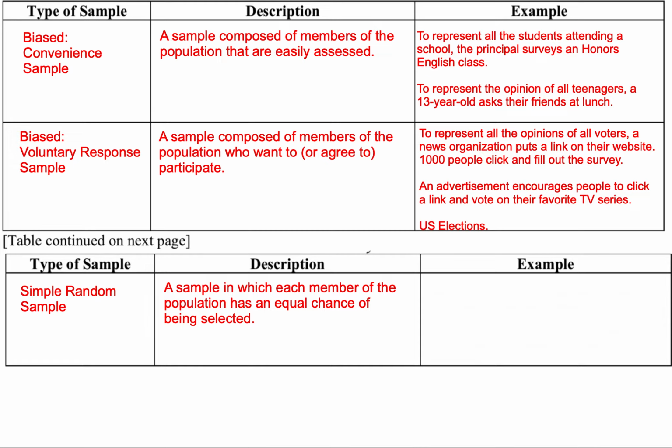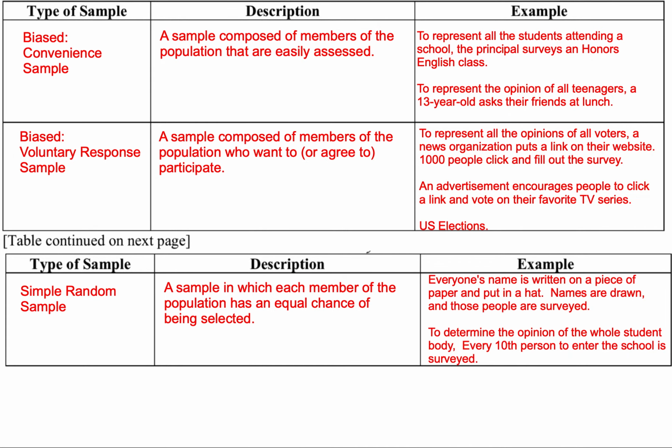So random samples, a true random sample will not have any bias in it. Now, it is extremely difficult to eliminate all bias, so keep in mind that even if something has a little bit of bias, we'll usually go with it because it's almost impossible to get rid of all bias. We're just trying to minimize it as much as possible when we do statistics.